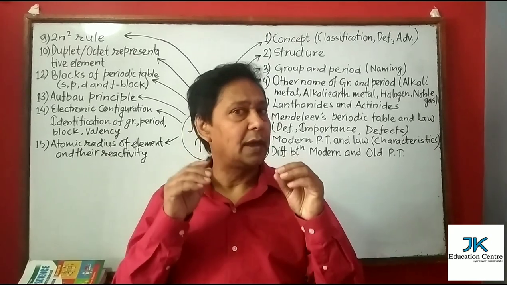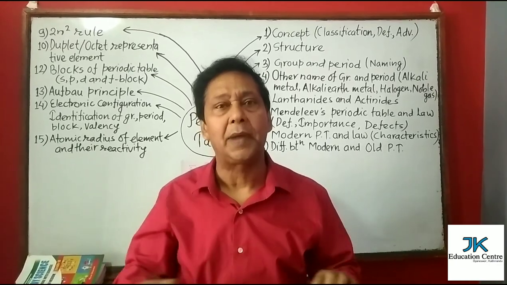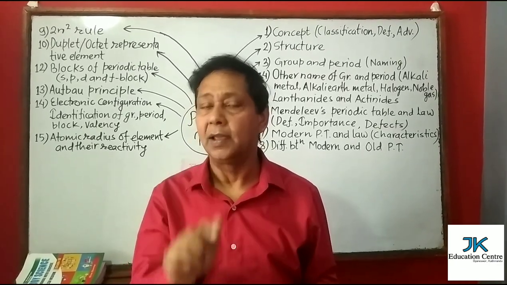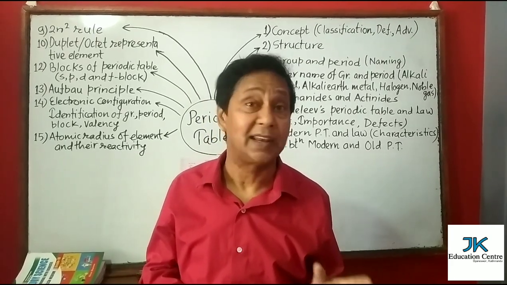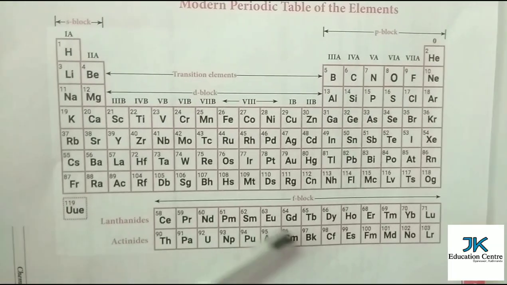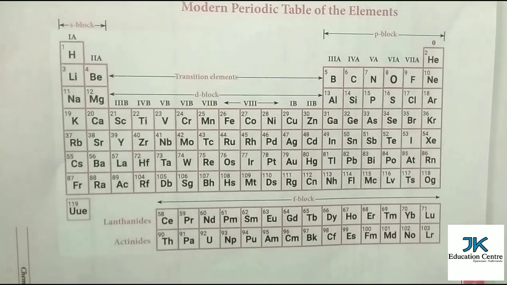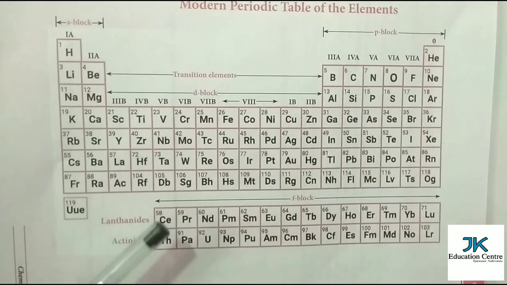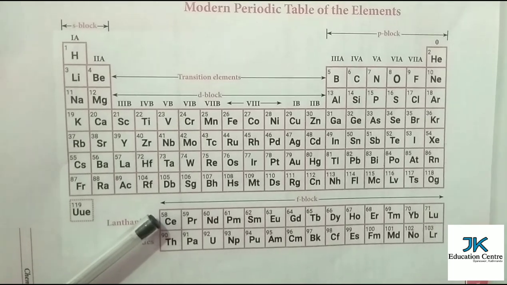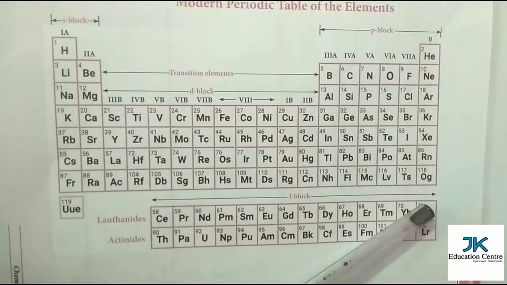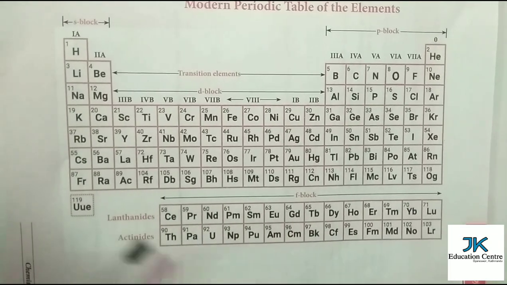In the same way, if you have noticed, the periodic table has 2 rows of elements at the bottom. They are called lanthanides and actinides. How do we define lanthanides and actinides? This row is lanthanides. After the element lanthanum, a series of 14 elements, which starts from cerium, having atomic number 58, and ends at lutetium, having atomic number 71. This series is called lanthanides.